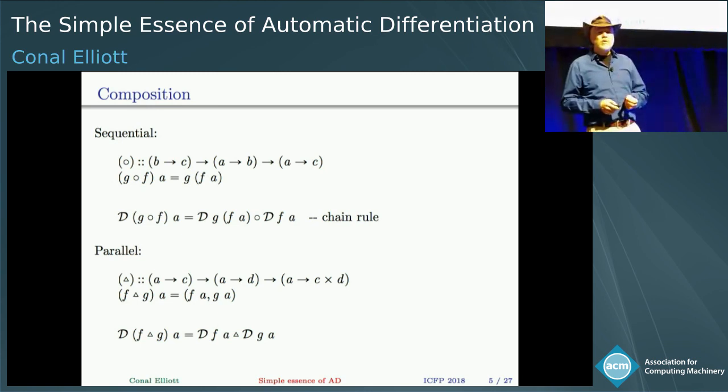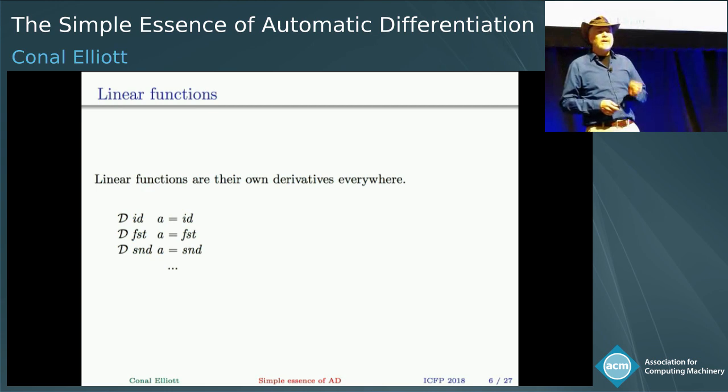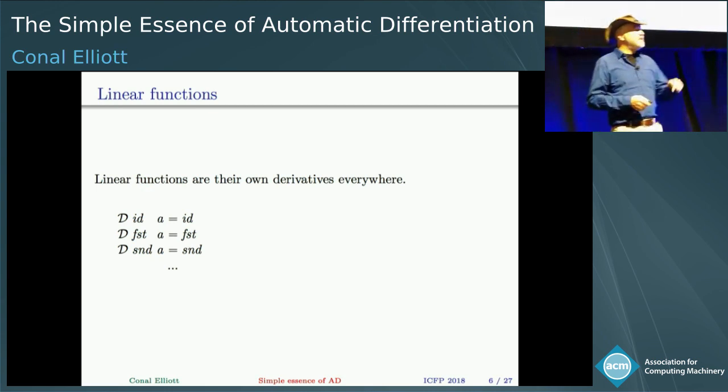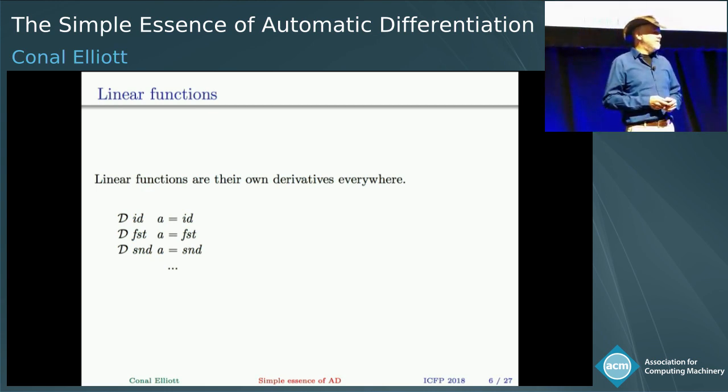And now there's just one more general rule, and it's the following. Every linear function is its own derivative. Okay? So for instance, the derivative of the identity function at any point in its domain is the identity function. You may have been taught it's something like 1 or the identity matrix, but again, those are just representations of linear maps. Okay?